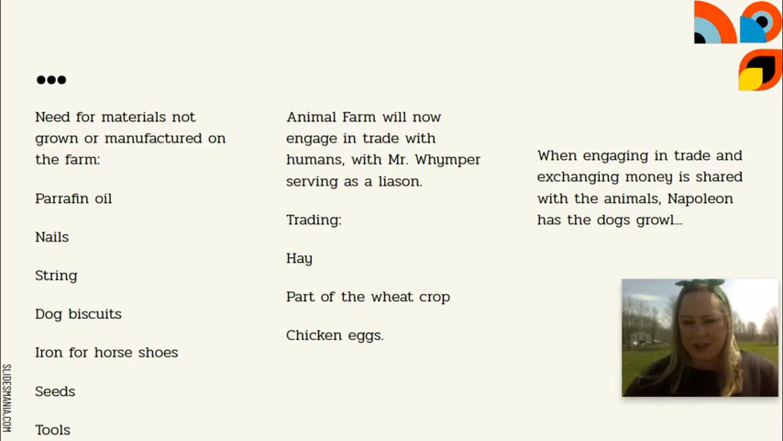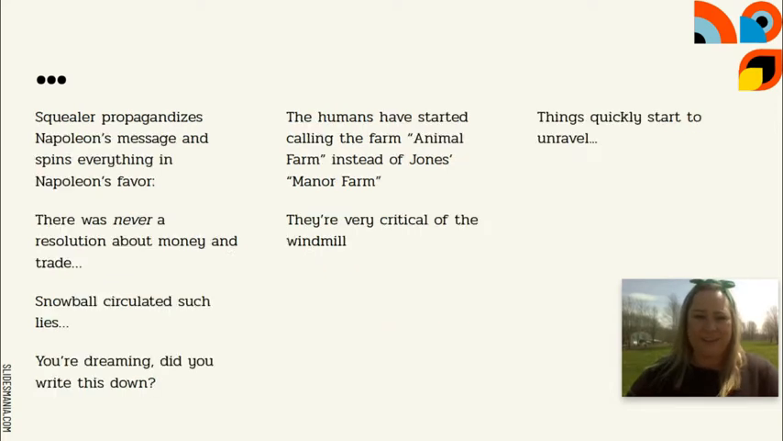And as they start to rumble amongst themselves, Napoleon's dogs start growling at them, which again, now going forward, if you are in disagreement with Napoleon, you're going to be met with violence to control you. And the dogs are certainly carrying out his violent plan.